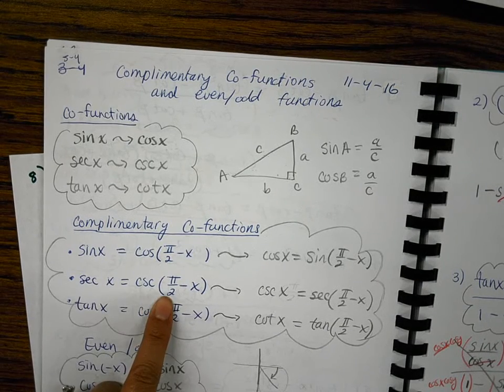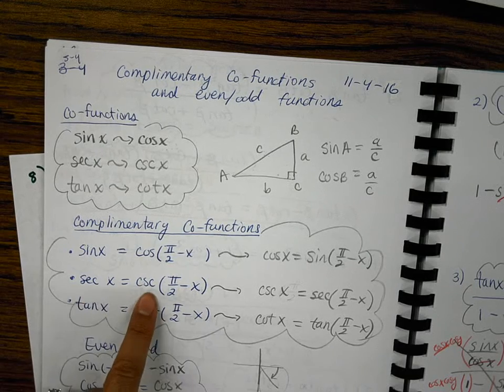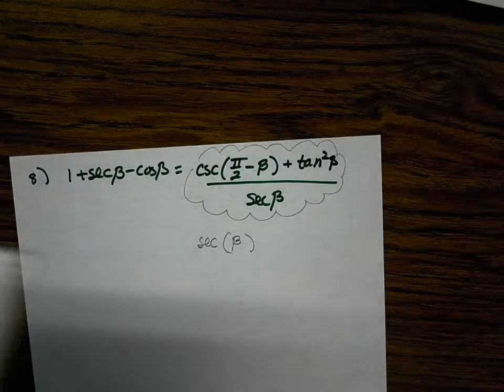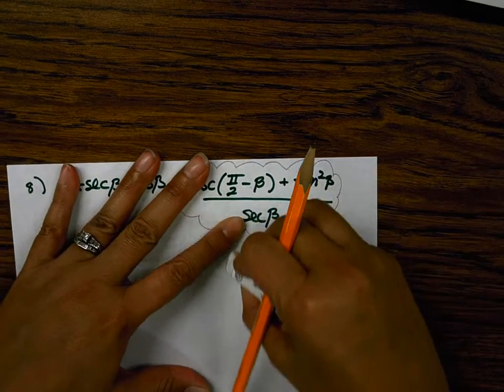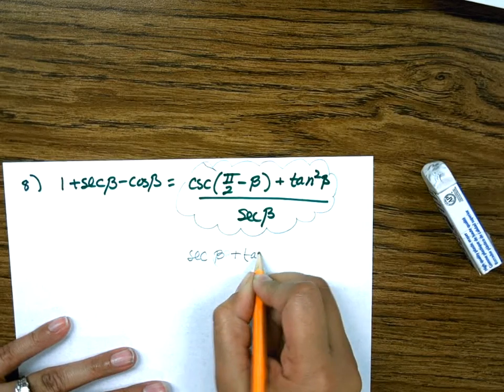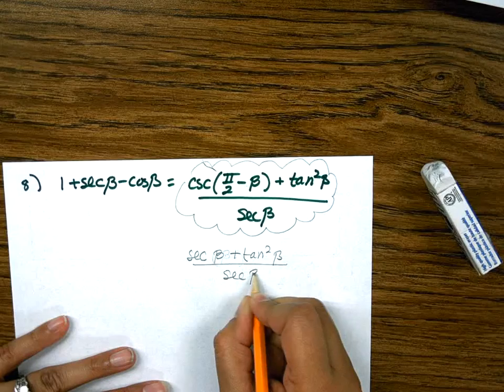Cosecant of pi over 2 minus x equals secant of x. It just replaced the x with beta. All right, so I'm just going to erase the parentheses. Secant beta plus tan squared beta all over secant beta.